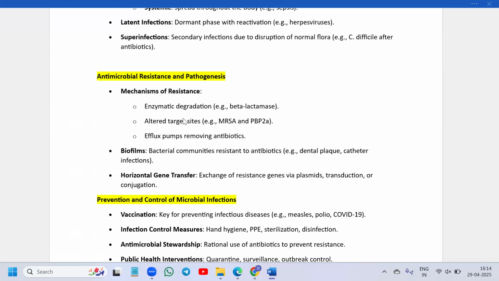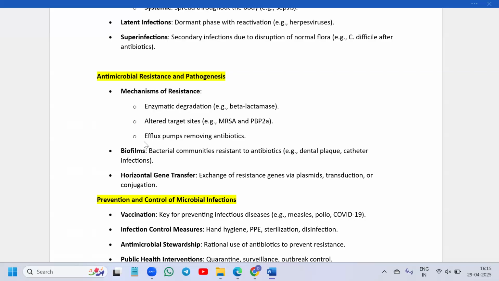One is altered target site. For example, an antibiotic is targeting a particular site, but the bacteria is causing disease by some other site, which means that the antibiotic is not effective here. Next is efflux pumps removing antibiotics. Whenever the antibiotic gets inside the cell, there will be efflux pumps that are going to remove the antibiotics once its action is done. What if there are so many efflux pumps that most of my antibiotics are effluxed out? Yes, the action is not going to happen. So these are the mechanisms of resistance.